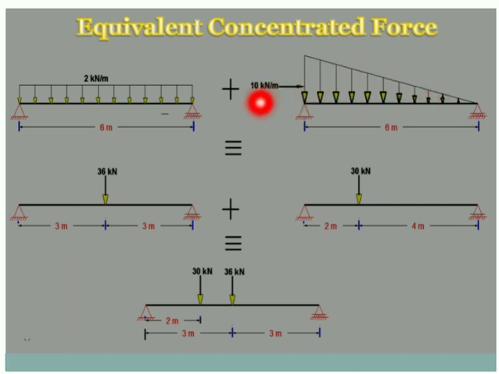Now let us come to the triangular part. The triangular part has an intensity of 10. How do we convert it into an equivalent point load? Half base into height, that is nothing but the area of the triangle. So half into base, which is 6, into height, which is 10. 10 sixes are 60, half of 60 is 30. So 30 kilonewton is a point load which is equivalent to this UVL of triangular shape, and it acts 1/3 from the vertical side and 2/3 from the tip, that is 2 meters and 4 meters.